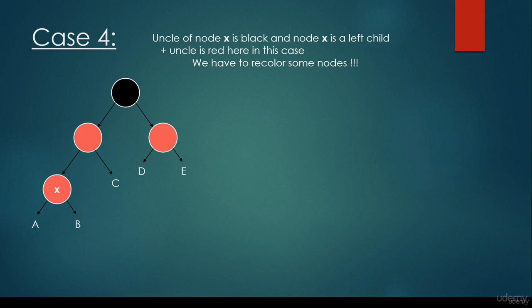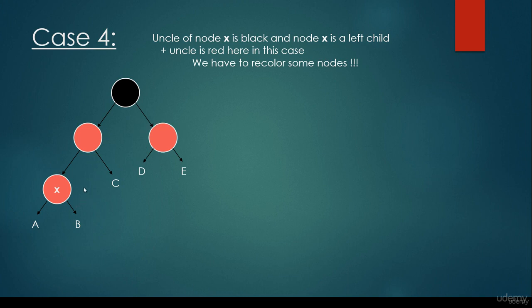Hi, in this video we are going to consider the last case as far as rebalancing the red-black trees are concerned. In the previous case, case 3, we have approximately the same situation, but the uncle was black. In this case 4, the uncle has the color red.